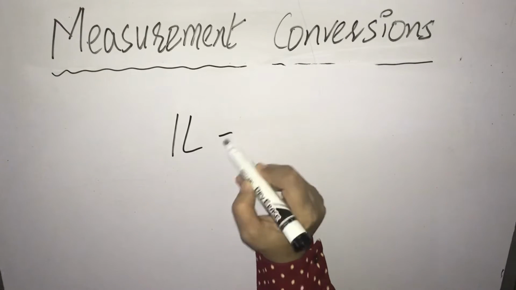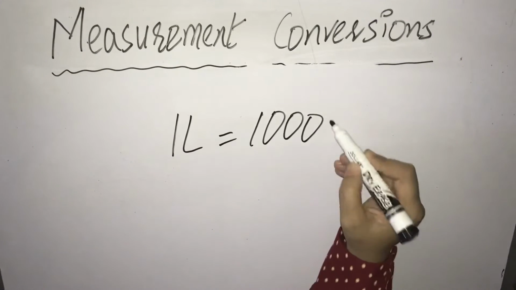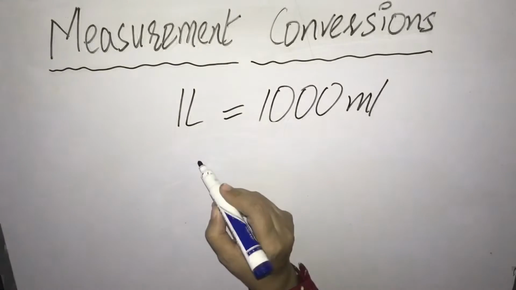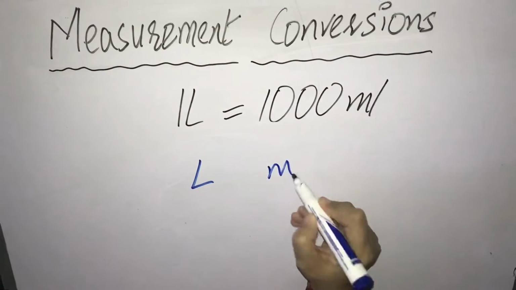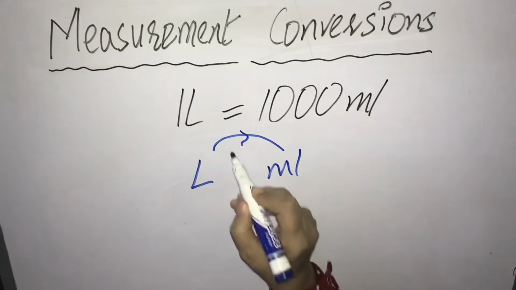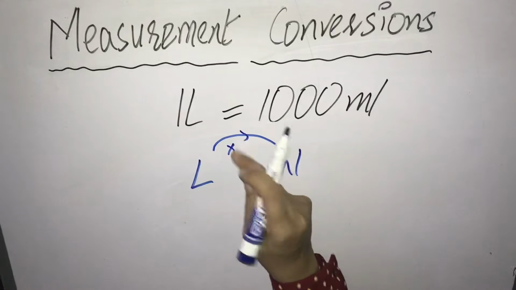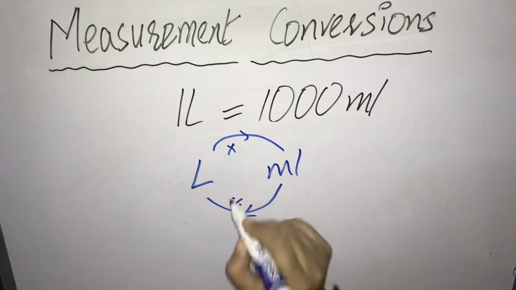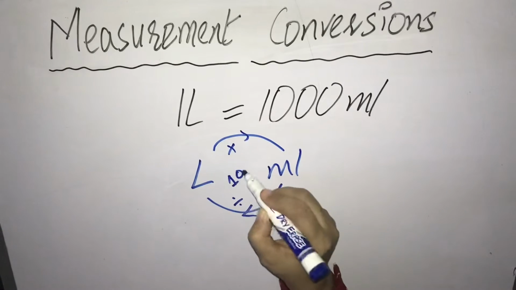1 liter is equal to 1000 milliliters. This is the conversion of volume. If we are going from liter to milliliter, we have to multiply, because we are going to a smaller unit. If we are going to a bigger unit, we have to divide. The relation is 1000.